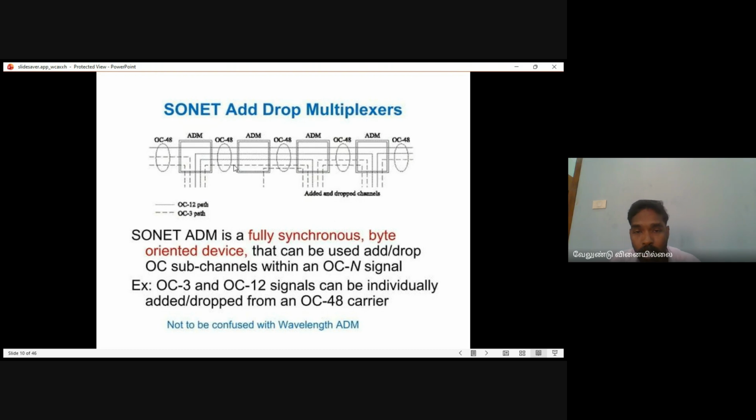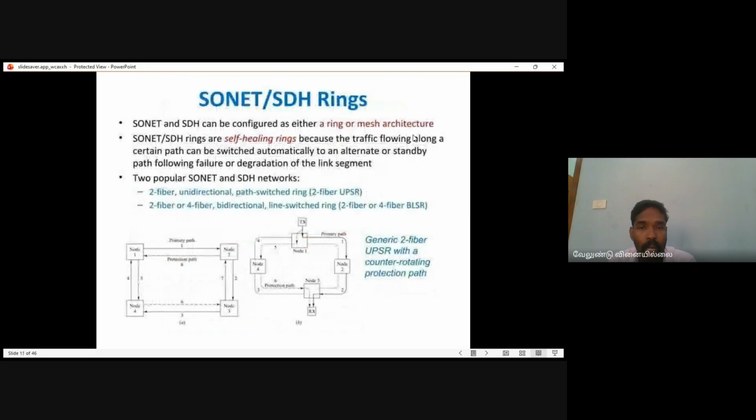So this one you can make as your homework. This slide as homework, you can draw this one with the ADM multiplexer. And SONET SDH ring. Here you can see SONET can be configured as a ring or mesh architecture. Topologies. What are the topologies? The topologies are ring topology and mesh topology.